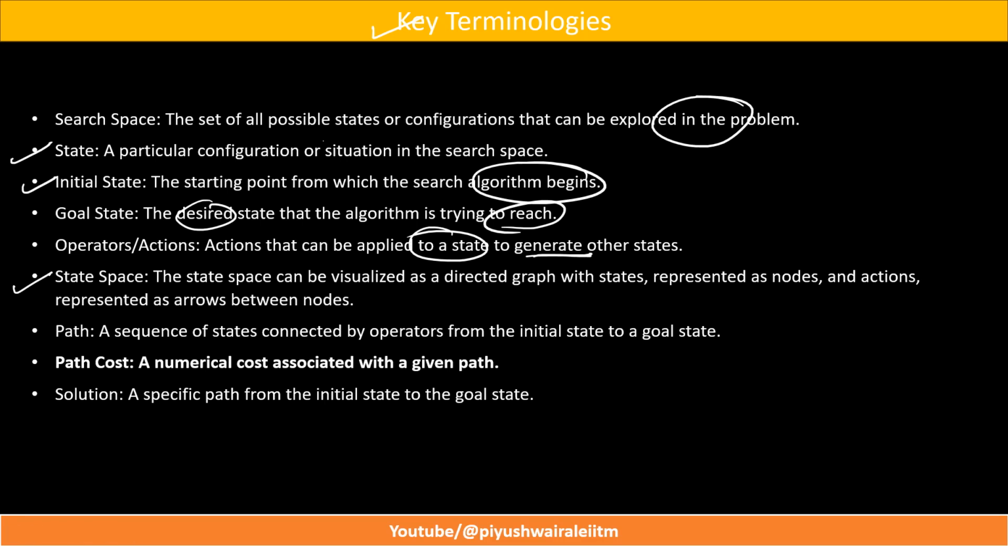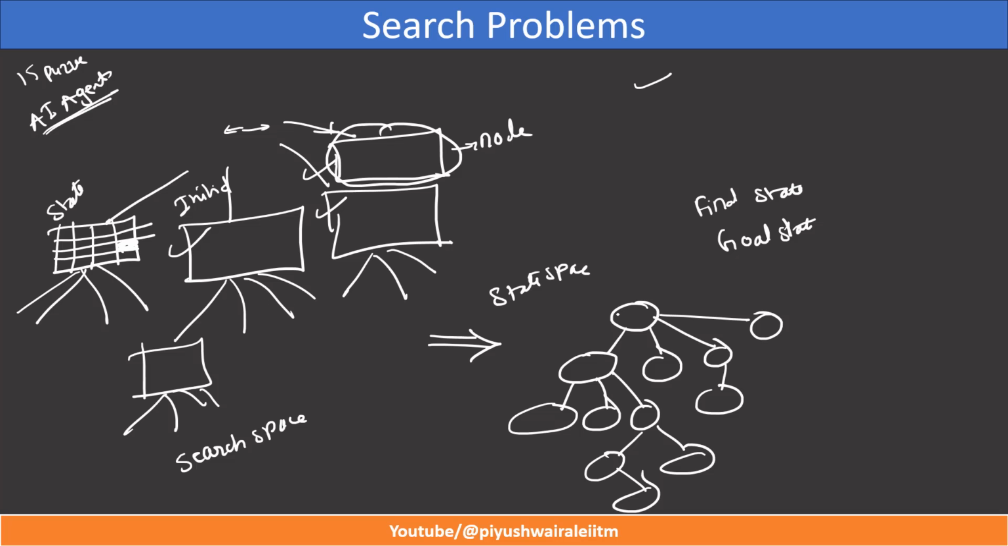Now, what is state space? State space can be visualized as a directed graph, with states represented as nodes and actions represented as arrows between them. What we have discussed is the same thing, that is state space. This is basically a state and this is basically an action. So arrows represent actions and each node represents a state, right?